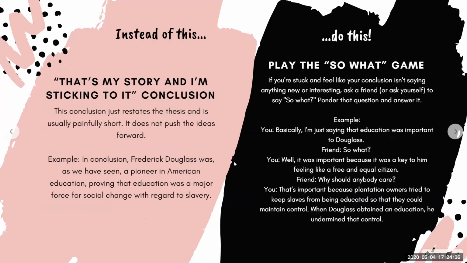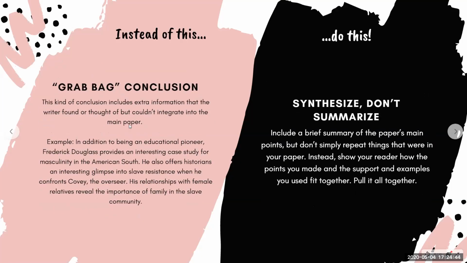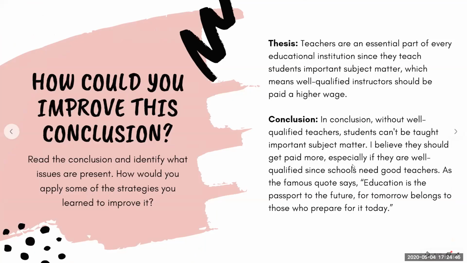So this one, "that's my story and I'm sticking to it" conclusion, because the paragraph is very short and it doesn't push the ideas forward, right? So what this person could have done is they could have played the "so what" game. They could have asked themselves, why are well-qualified teachers needed at schools? So they could have asked themselves, so what? So why do schools need well-qualified teachers?